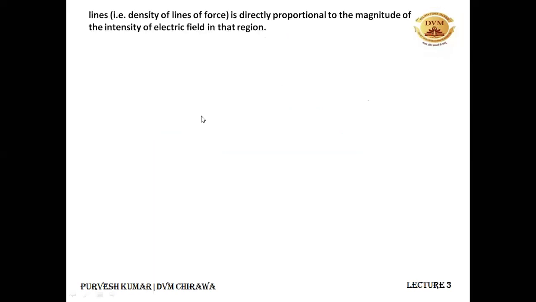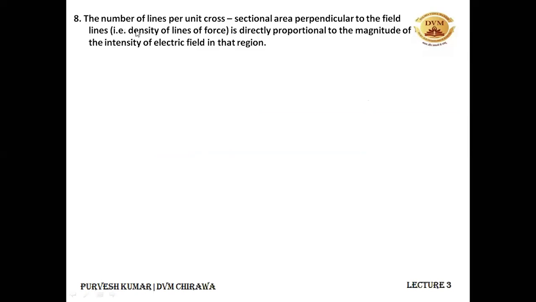Now, moving towards the next property, the number of electric field lines crossing an area perpendicular to the field is directly proportional to the magnitude of the intensity of the electric field. So it means the number of electric field lines per unit area is directly proportional to the strength of the electric field. So this is property number 8. How many electric field lines are crossing a unit section area is directly proportional to the strength of the electric field. If more electric field lines are crossing a unit area, it means the strength of the electric field is more.